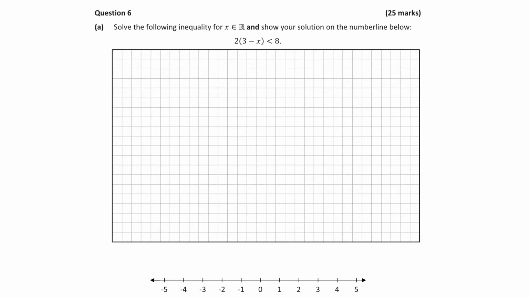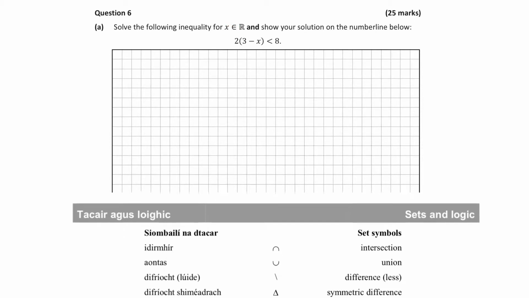So we're looking here at the 2019 paper 1 question 6. Okay, so the following inequality, solve the following inequality for x an element of R and show your solutions on the number line below. Okay, so they want us to solve this inequality and show our solutions on the number line below, and it tells us that x is an element of R and we need to be able to use that information.